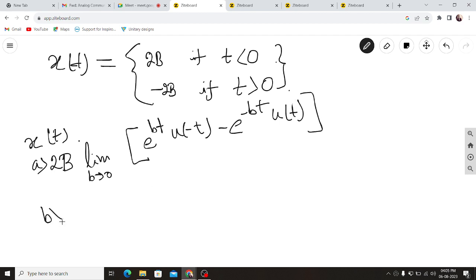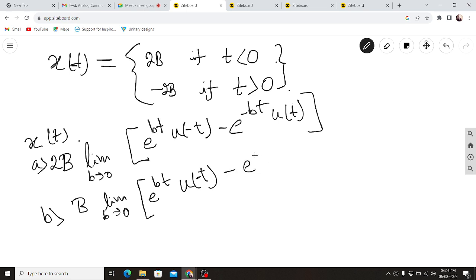The second option is b limit b tends to 0, e to the power bt u of minus t, minus e to the power minus bt u of t.